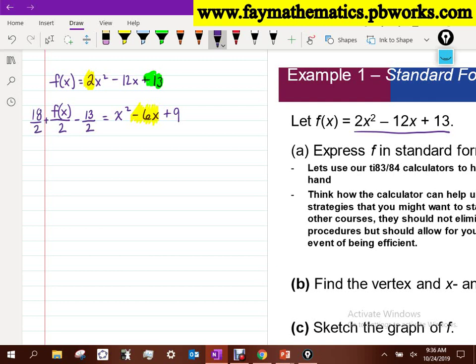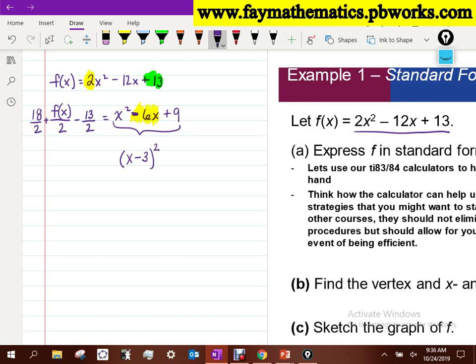Is that still adding 9? Yeah. Well, it's because I have this 13 halves over here that I need to add together. They're like terms, so I just wrote it with the same denominator. Now, the purpose of writing it this way was so that this is a perfect square trinomial, which means it can be written as x minus half of that term. So x minus 3 squared.